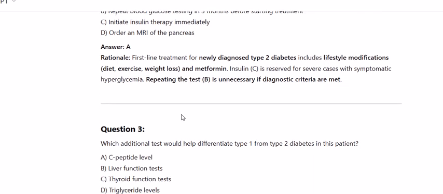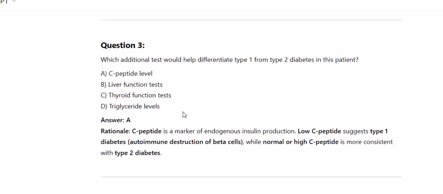Question 3. Which additional test would help differentiate type 1 from type 2 diabetes in this patient? A. C-peptide level. B. Liver function tests. C. Thyroid function tests. D. Triglyceride levels. Answer: A. Rationale: C-peptide is a marker of endogenous insulin production.